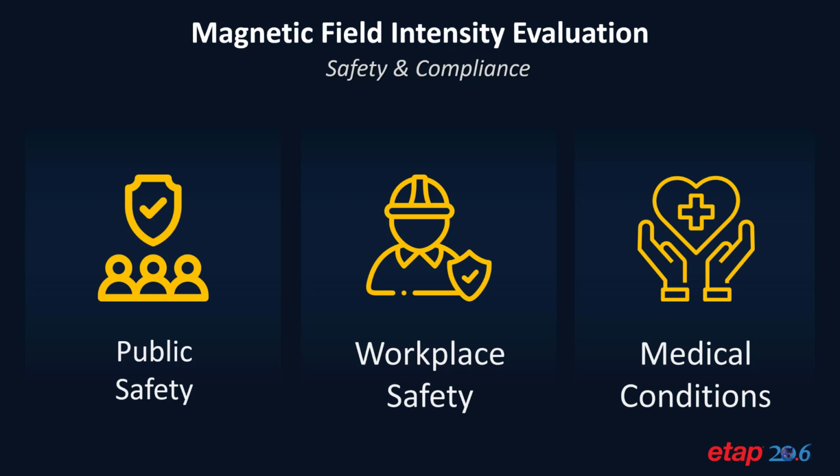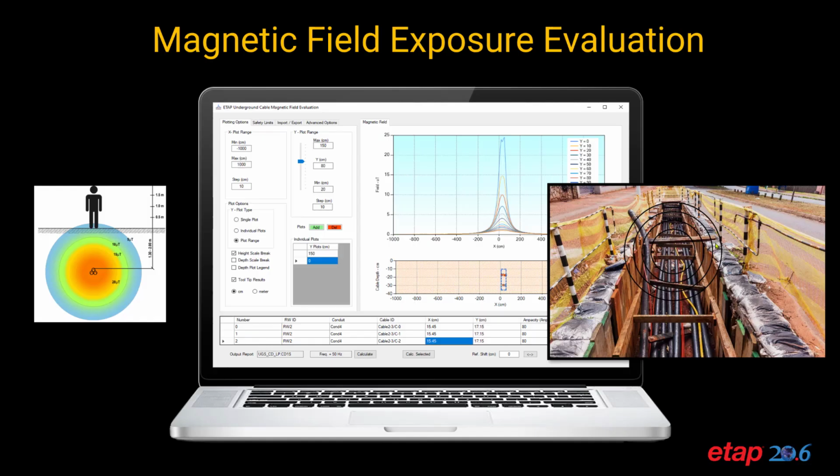The health and safety aspects of the analysis are a comparison of the calculated field intensity against the selected magnetic field exposure limits for a worker, the public, or any individual with a medical condition that is sensitive to electromagnetic field radiation. The magnetic field exposure module is integrated into the underground raceway system.